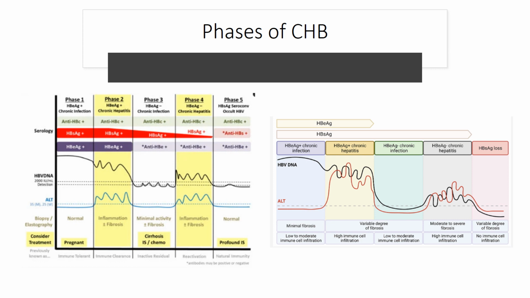HBV reactivation may occur spontaneously or may be triggered by cancer chemotherapy and other immunosuppressive therapy, and may lead to fatal acute on chronic hepatitis, and preemptive nucleotide analog therapy is therefore used.